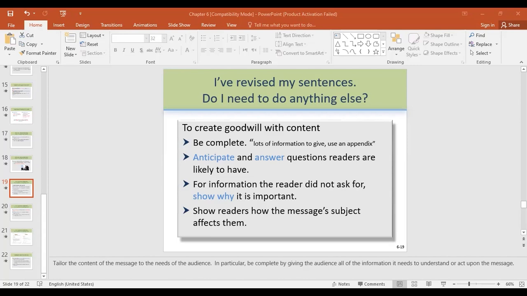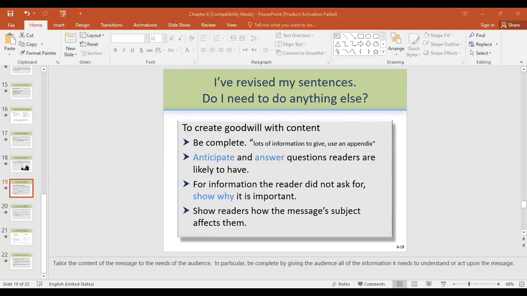Anticipate and answer questions the reader is likely to have. When you include information the reader didn't ask for, show why it's important. So you have to give your evidence for why you are giving this information to the reader. Let's say, this is why I put it in my document, or that's why I put it in my report, for example. Show readers how the subject of your message affects them.